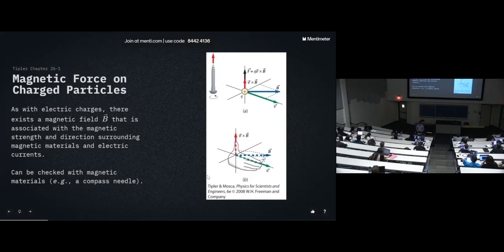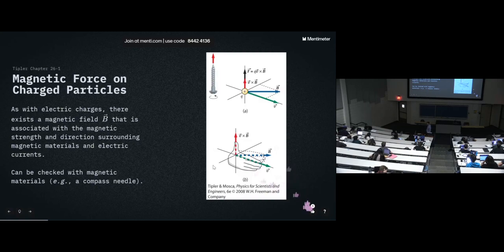As with electric charges, there exists a magnetic field B that is associated with the magnetic strength and direction surrounding magnetic materials and electric currents. And in general, you could use something like a compass to measure the direction. A compass just has a magnetic material in it, or one that responds strongly to magnetic fields. And the North Pole is going to align to the direction that the magnetic field points.